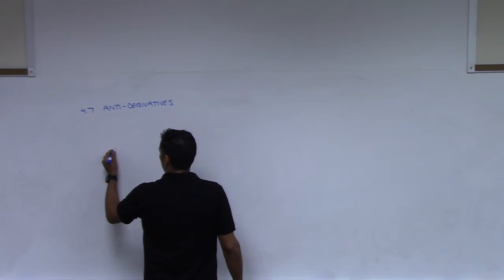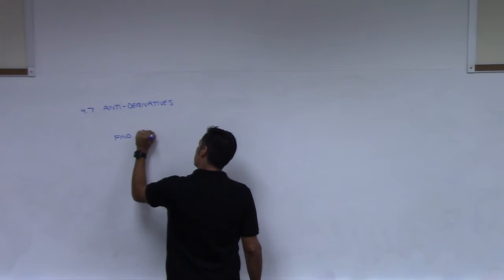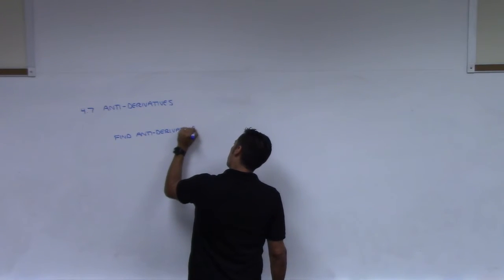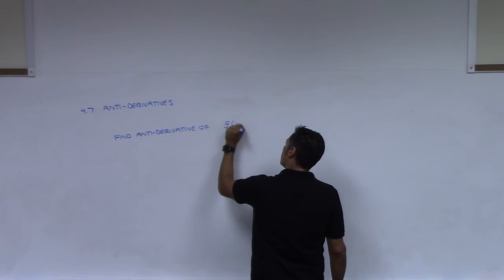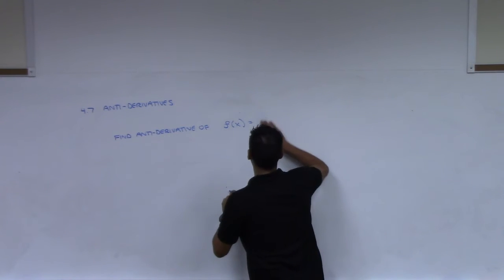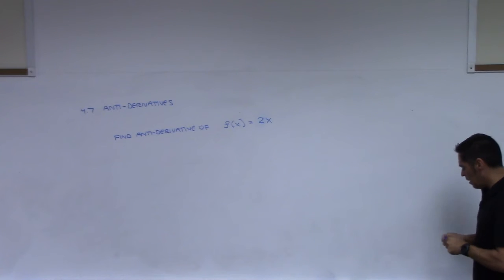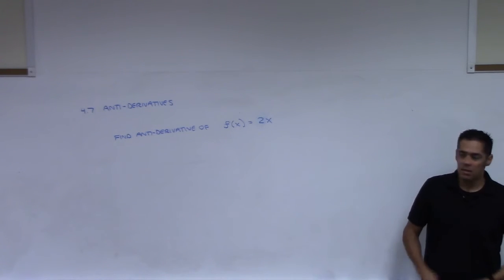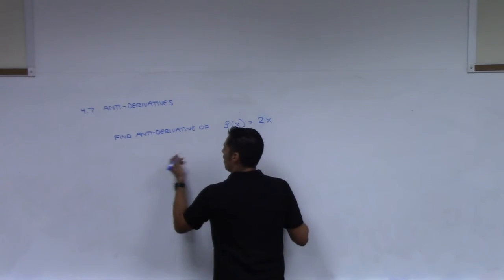As an example, if I ask you to find the antiderivative of f of x equals x squared, then not x squared, let's go with 2x. We talked about this, I think, on the first day. Then you're just asking, what do I take the derivative of to get that, right? So we're all comfortable with the idea that it would be x squared.